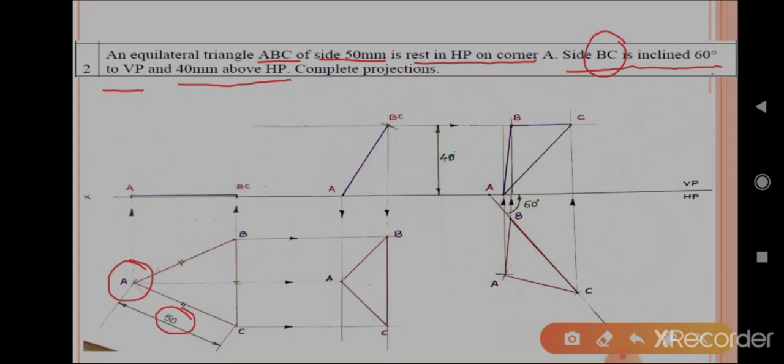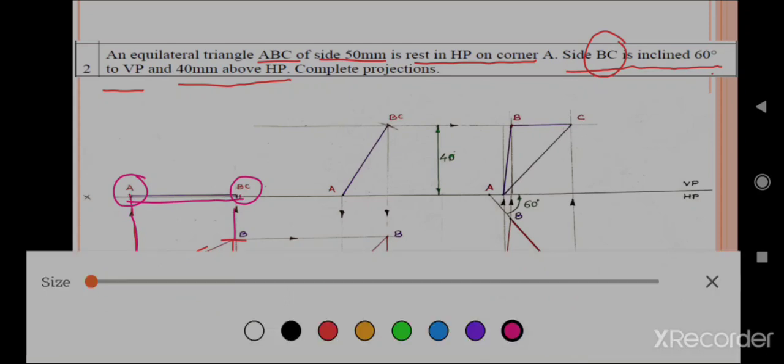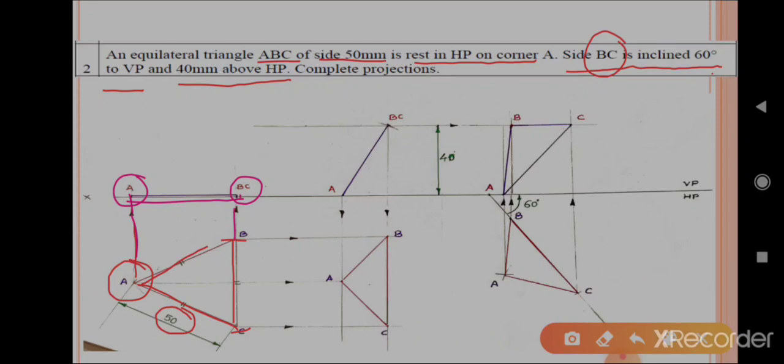The side BC position is given, that is a 60 degree inclination with 40 mm above the HP. So first, we can take one side BC, that is 50 mm, complete the equilateral triangle, then take vertical projection lines, mark the points A and BC on XY. Then after that, the condition given is that point BC is 40 mm above the HP.